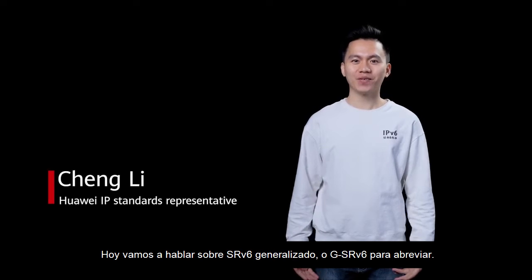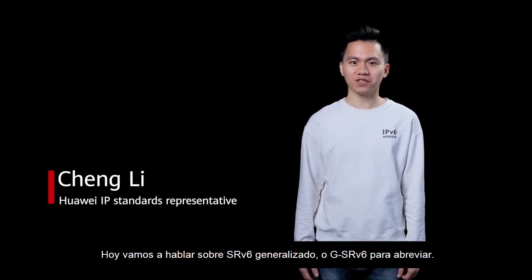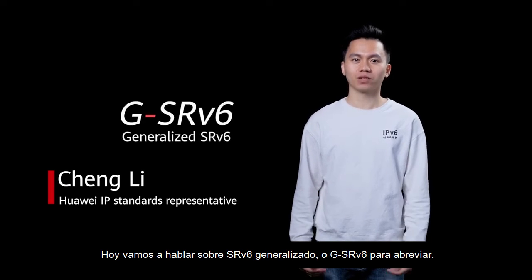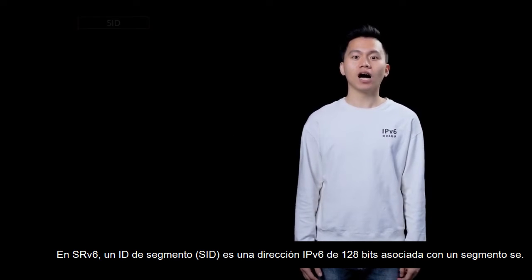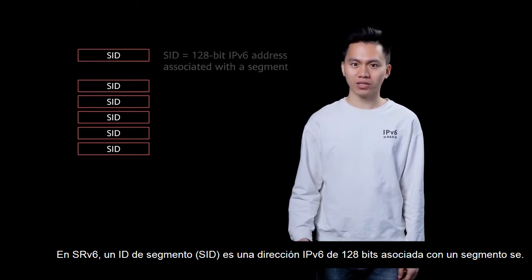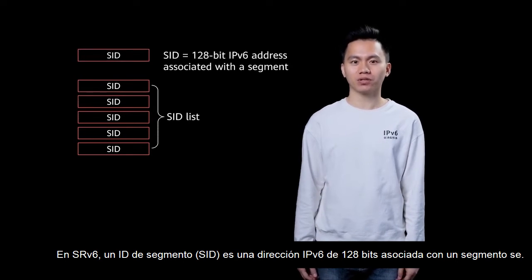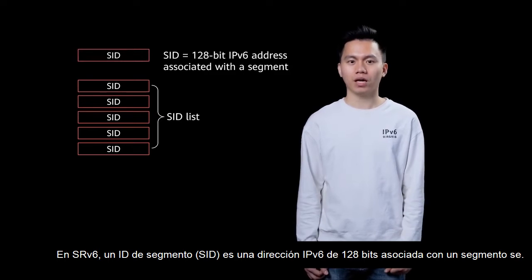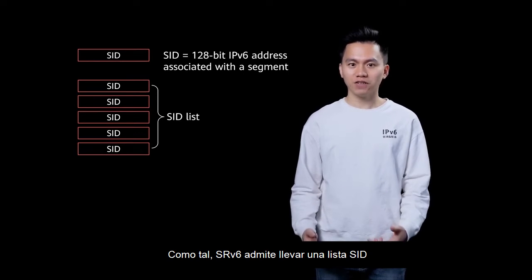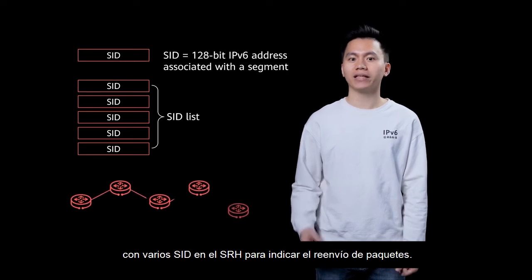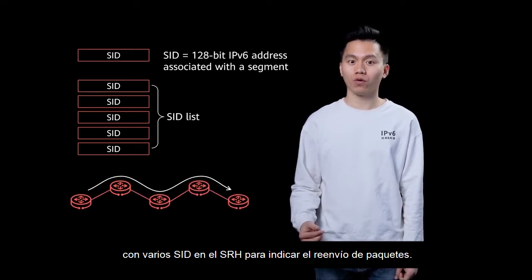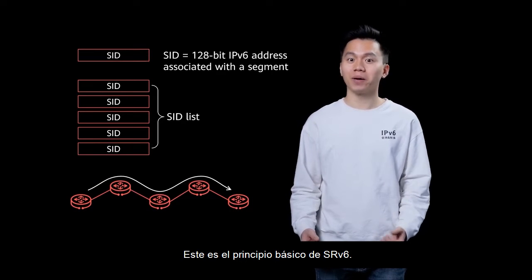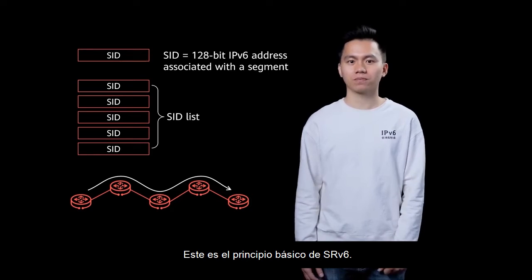Hi guys, today we're going to talk about generalized SRv6, or G-SRv6 for short. In SRv6, a segment ID is a 128-bit IPv6 address associated with a segment. As such, SRv6 supports carrying a SID list with multiple SIDs in the SRH to instruct packet forwarding, and this is the basic principle of SRv6.